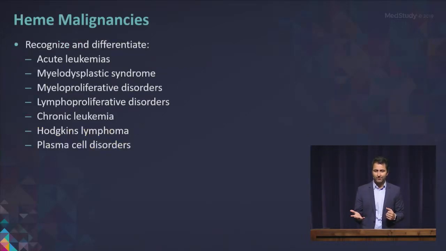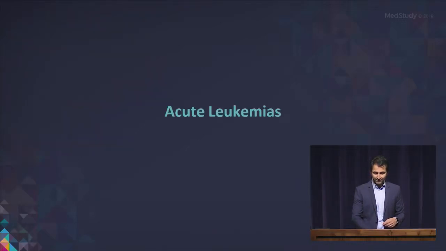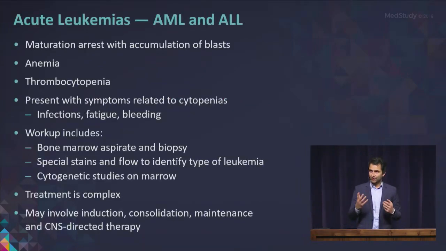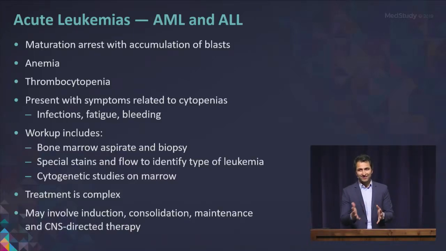So heme cancers, you want to be able to recognize and differentiate all these different ones listed here. And again, our goal is to simplify this by hitting the high points. And so let's go. Acute leukemias. Blasts, immature cells. The cells lose their ability to differentiate, but they retain their ability to replicate. So they keep replicating and multiplying, but they're not differentiating. They remain immature. That's what blasts are.